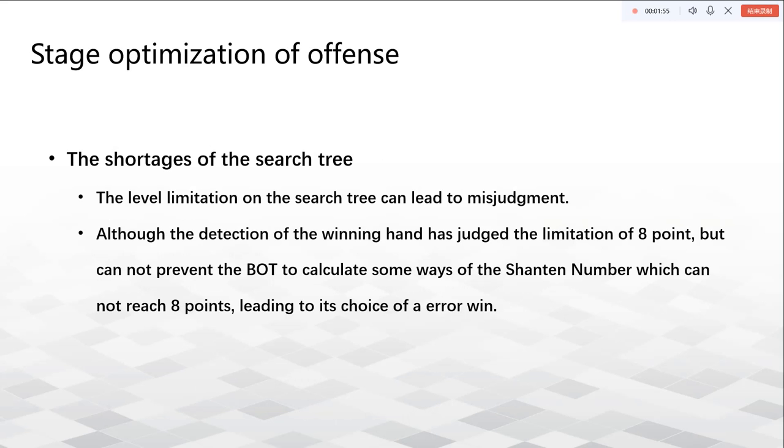During the experiments, we found this method has some disadvantages. First, due to time constraints, the number of layers in the search tree should not be too deep, which may lead to a wrong decision. Secondly, although the detection of the winning hand has judged the limitation of 8 points, it cannot prevent the bot from calculating some ways of the shunting number which cannot reach 8 points, leading to the choice of erroring.